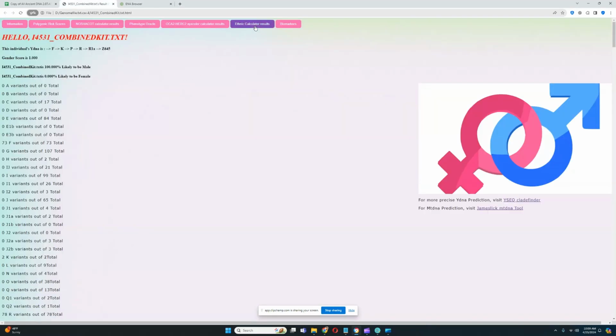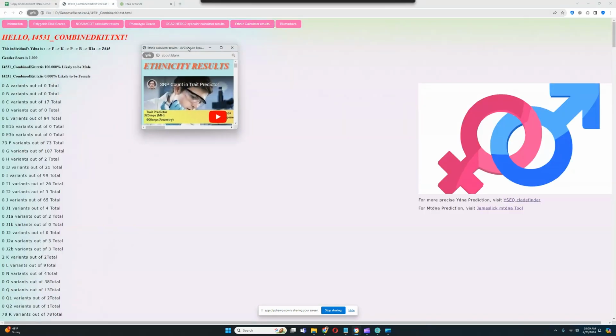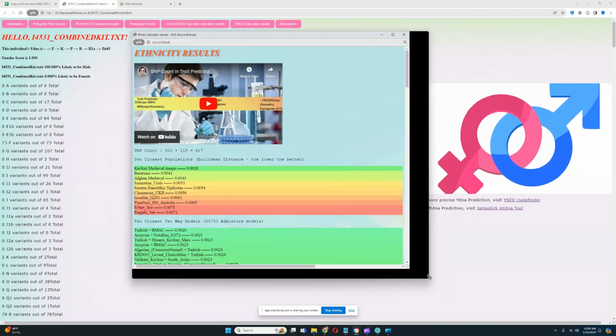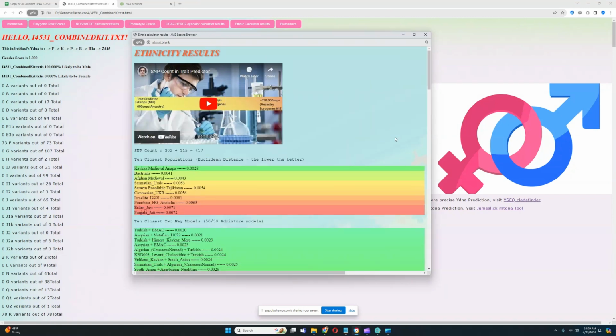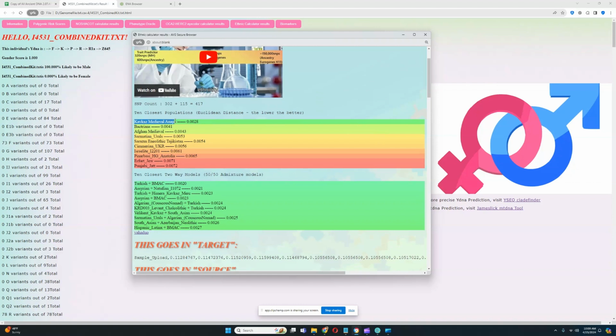Let's see what the sample scores with my own ethnicity tool. With my own ethnicity tool, this sample is closest to Kafkaz, medieval individuals from Anapa. Followed by that are Bactrians from Bactria. Followed by that are medieval Afghans from Afghanistan. Followed by that are Sarmatians from the Urals. Followed by that is Sarazm, Neolithic individuals from Tajikistan.